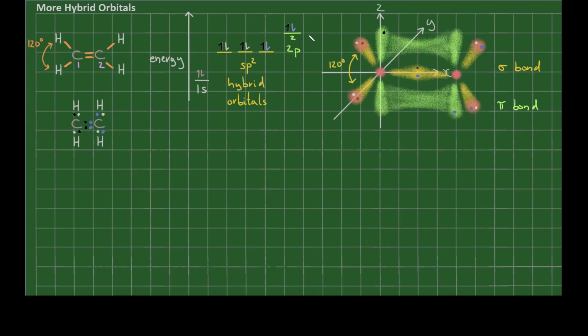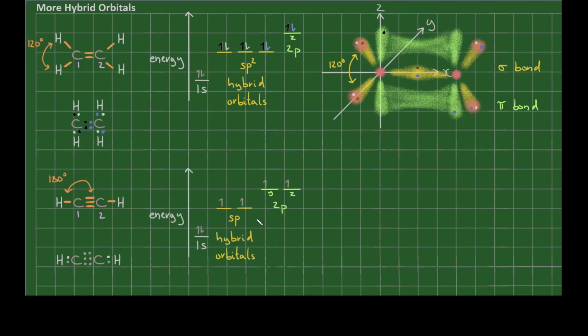What about a triple bond? Here is ethyne. We have two carbons. I'm going to label them carbon 1 and 2. Note that the bonds are 180 degrees apart. What does the energy diagram of one of these carbons look like? Now we have two sp hybrid orbitals. And we also have two p orbitals, y and z. As before, we have 4 unpaired electrons, which means we can create 4 bonds.